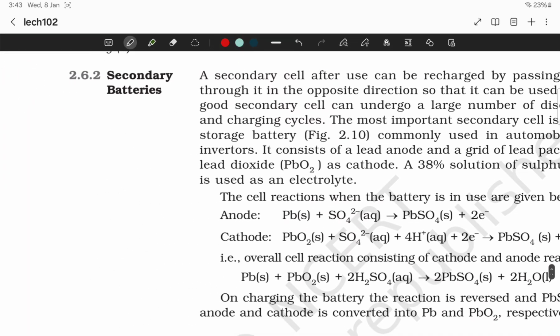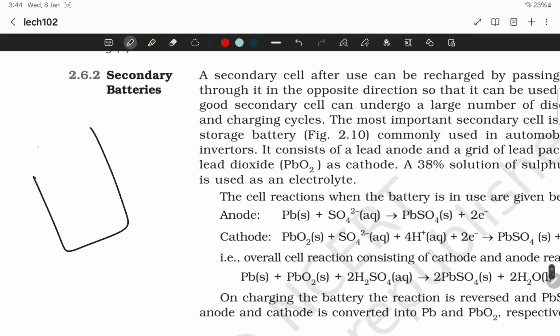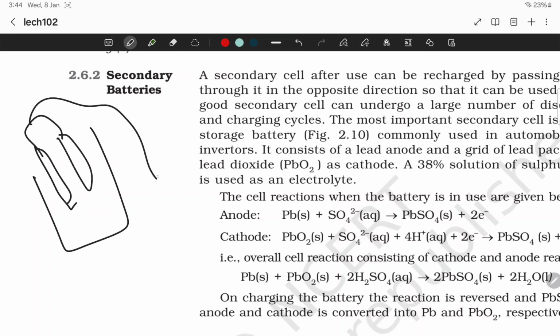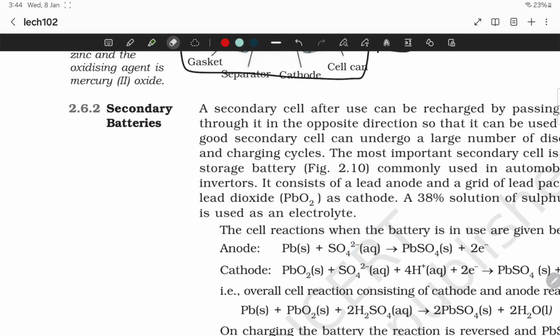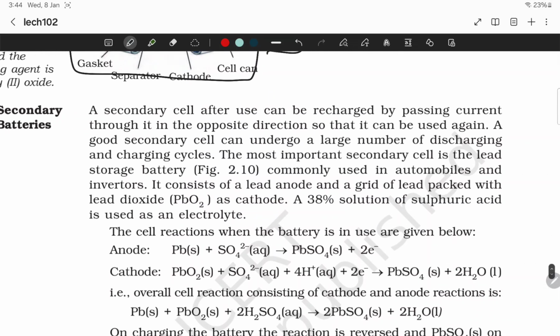The thing is that secondary batteries first act as a galvanic cell, and when their power is over, they act as an electrolytic cell and get charged back. So it's very special: secondary batteries have both a galvanic phase and an electrolytic phase. A secondary cell after use can be recharged by passing current through it in the opposite direction so that it can be used again. Okay.